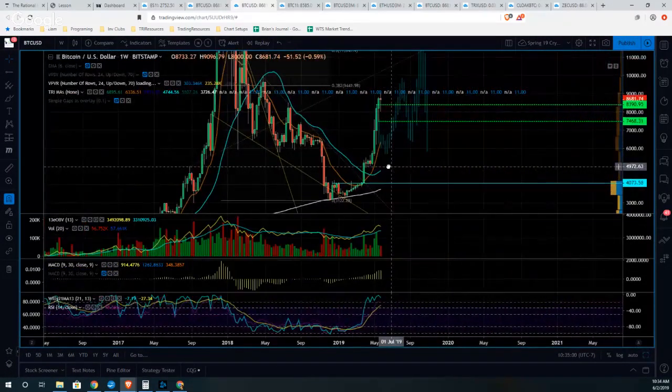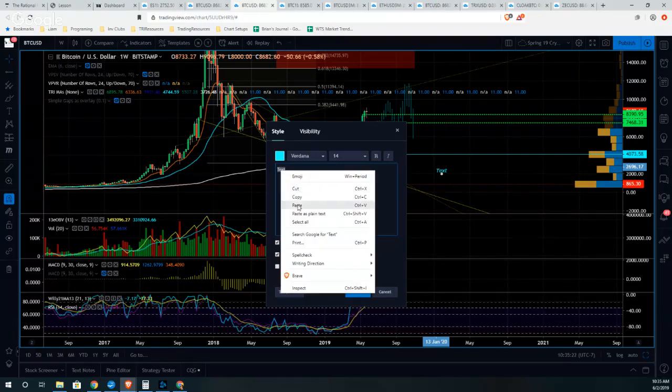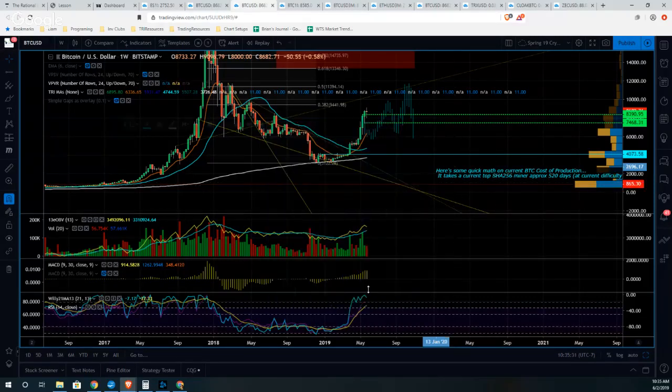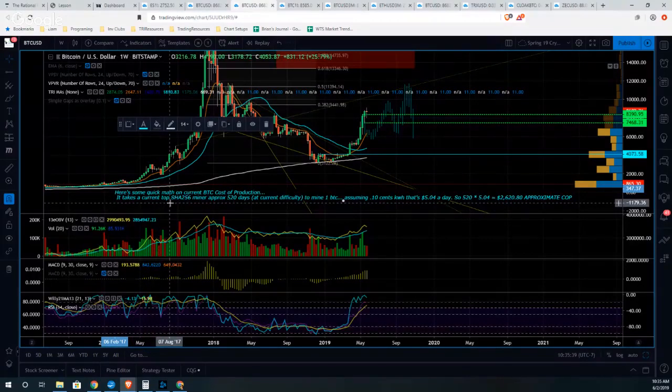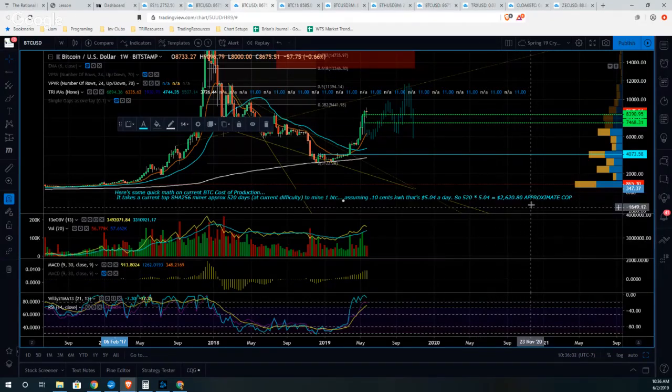He had a model, and keep in mind, like I said, this is open to interpretation. If anything, this is a great opportunity for the YouTube audience to give us your feedback. But his cost of production model goes something like this, which I thought was really interesting. His math goes something along the lines of: take the current top SHA-256 miner, approximately 520 days at current difficulty to mine 0.1 Bitcoin, assuming 10 cents per kilowatt hour. That's $5.04 a day. So 520 times 4.04 equals 2620, or approximate cost of production. I thought that was kind of cool.